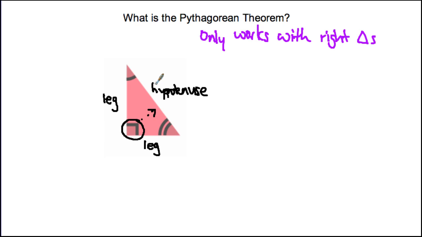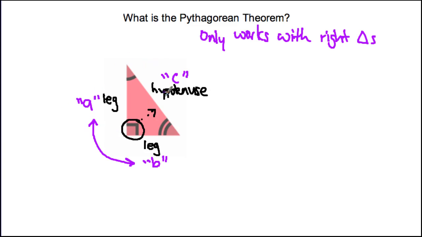Now, the Pythagorean theorem, instead of using the words legs and hypotenuse, just uses letters. One of the legs is going to be referred to as side A. The other leg will be referred to as side B. And the hypotenuse will be referred to as side C. So C is always the hypotenuse, and A and B can interchange. It doesn't really matter which is which.